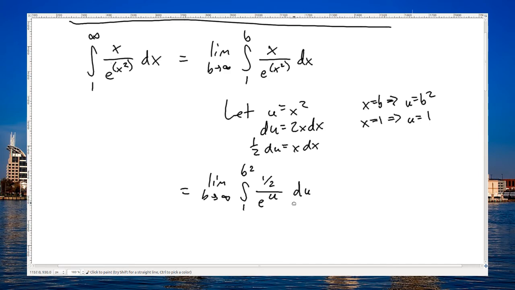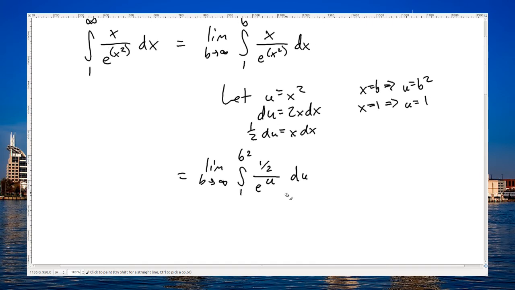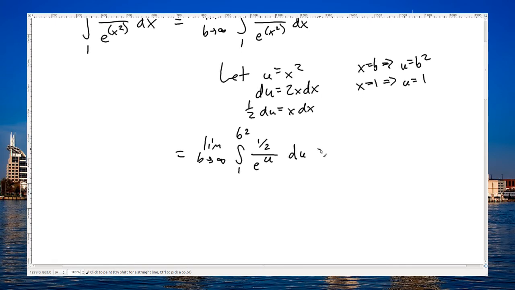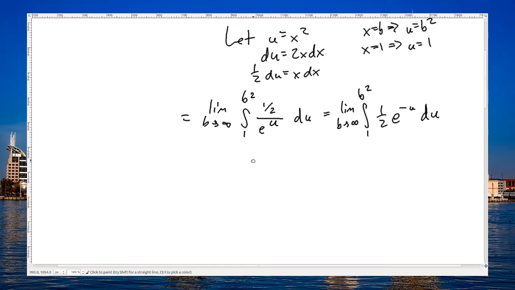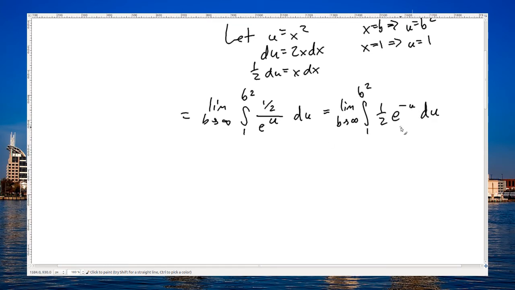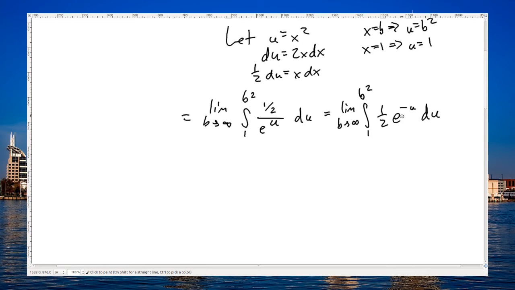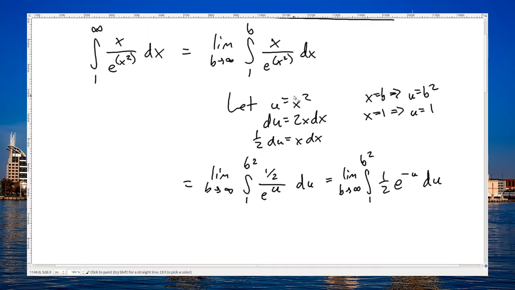Okay. How do I integrate that? I don't think it's written in a nice form. I think it'll be a little bit easier if I look at it as the limit b to infinity of 1/2 e to the negative u du from 1 to b squared. All right, so to integrate this, because of that negative there, we could use substitution again, or I could go back here and make my life even easier. In fact, I think I'm going to do that. I don't want that negative u there.